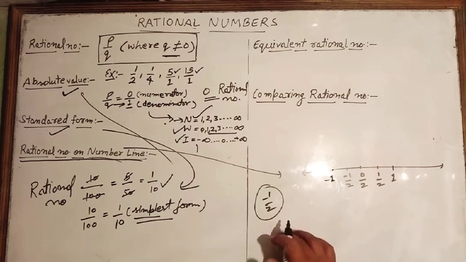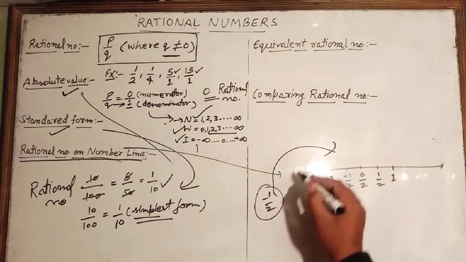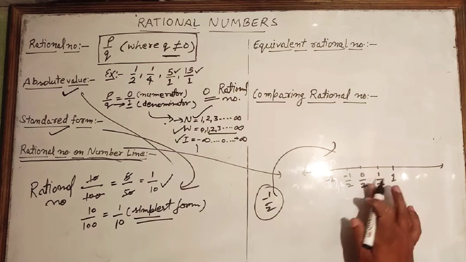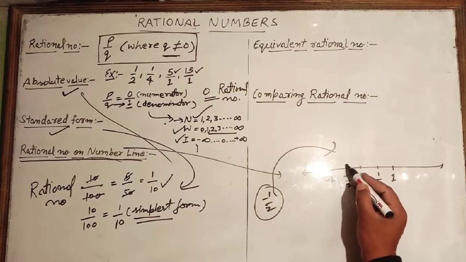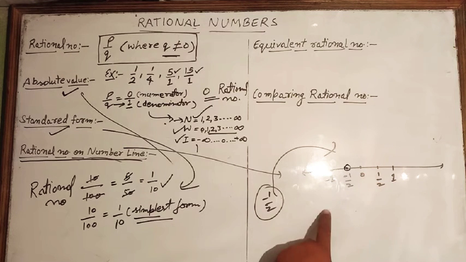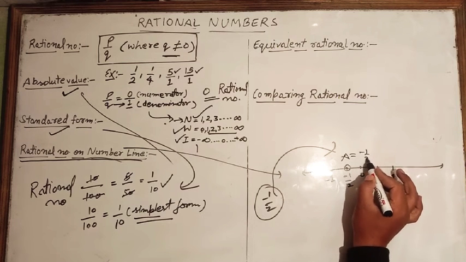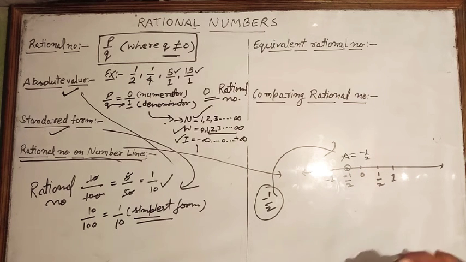So what we want to represent here is minus 1 by 2. Where will minus 1 by 2 be? 0 by 2 is 0 only, so minus 1 by 2 will be here. We can represent it here: this is the point A, which is equal to minus 1 by 2. And in the same way you can do other questions also.